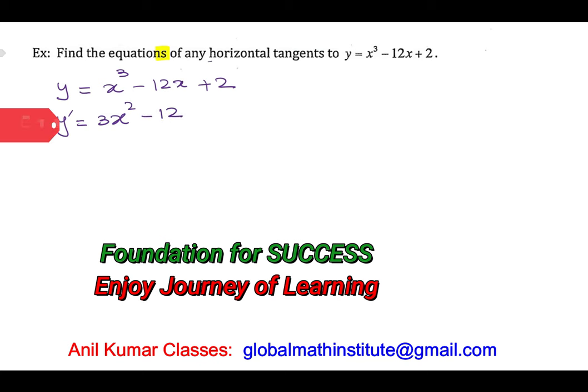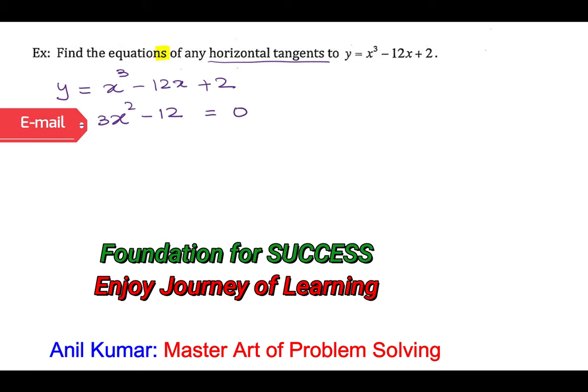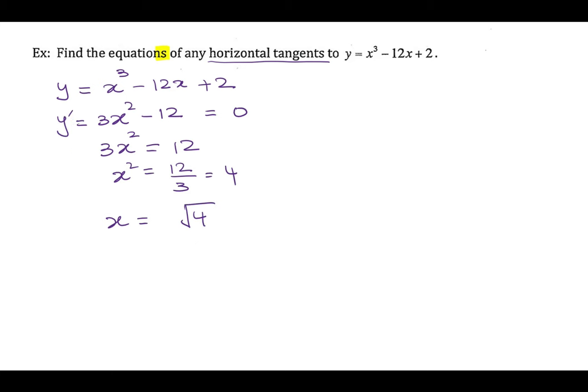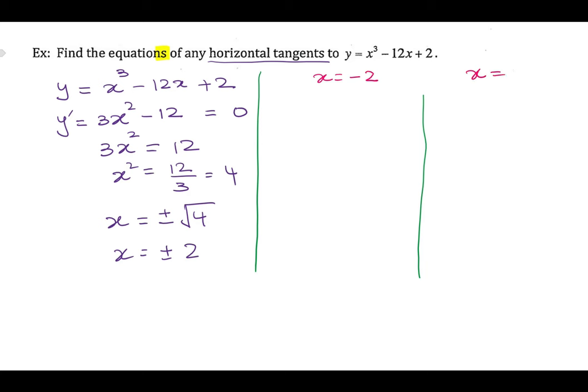So we want horizontal tangents, means this should be equal to 0. Okay. So 3x squared equals 12. x squared equals 12 by 3, which is 4. So x is equal to square root of 4. Whenever you do square root, you have to do plus and minus. So you get x equals plus and minus 2. Makes sense? So there are 2 points where we have a horizontal tangent. So we are going to work on both the points, correct? One at x equals minus 2, the other one at x equals plus 2.